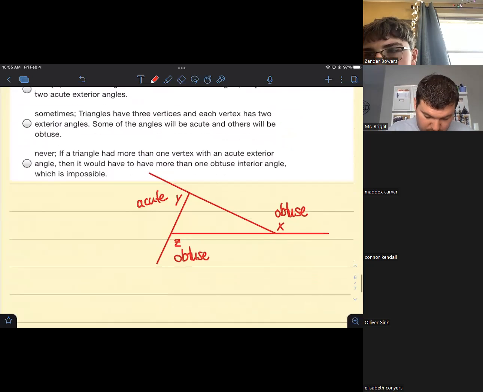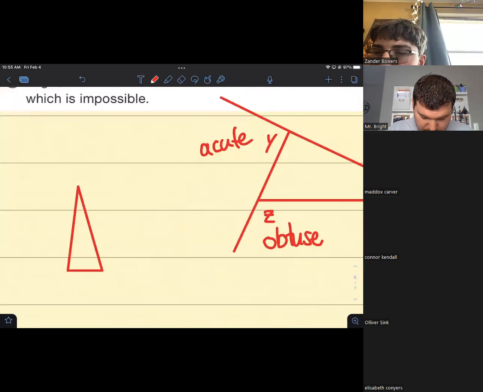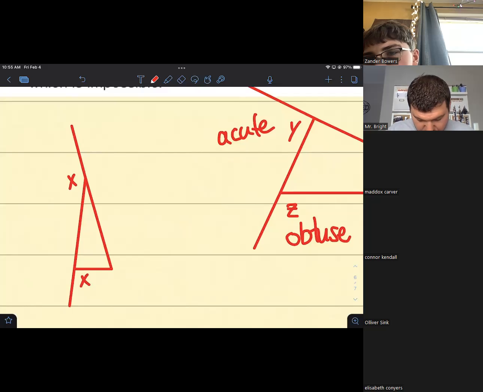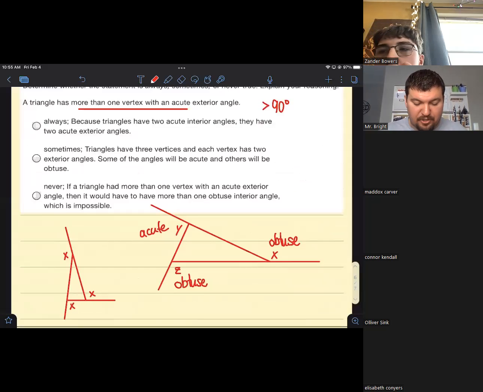Let me draw another one. Just trying to make them as weird as possible. Okay, so if I extend the lines here, there's an exterior angle, there's an exterior angle, there's an exterior angle. I should have used X, Y, and Z. Right there, these all look like they're obtuse. Now, let me give you some background information on this question.